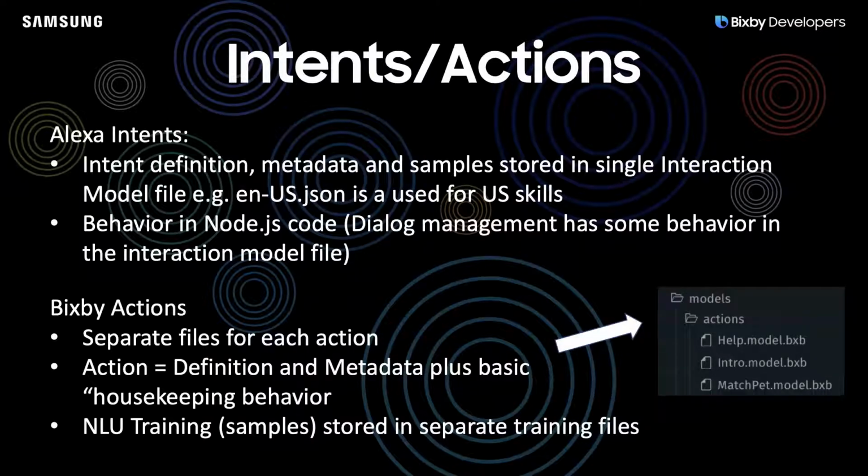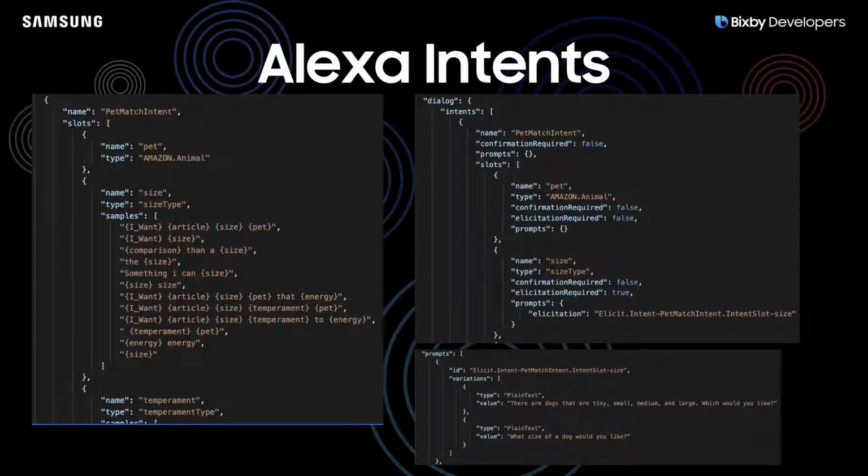Bixby, on the other hand, guess what? Just like slots versus concepts, actions, there's a separate file for each action. So over there on the right, there's a help, intro, and match pet action. And action definition and metadata plus some basic, I'll call it housekeeping behavior, is defined within the model. The NLU training, what Alexa calls samples, are stored in entirely separate training files. Let's take a deeper dive into that. Okay, here's an Alexa intent.